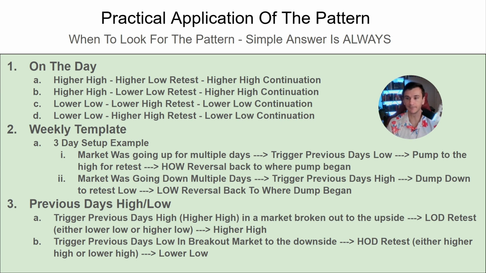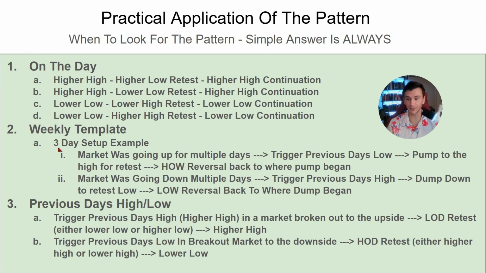So on the day, going back to the cheat sheet, if we're making higher highs, higher low retest, higher high continuation, this is on the day. This is what I'm looking for on the day to confirm certain things. Higher high, lower low retest, higher high continuation. Lower low, lower high retest. You can read through this. I'm not going to read every single one. This is in combination, as always, with looking for those 3-day setups.